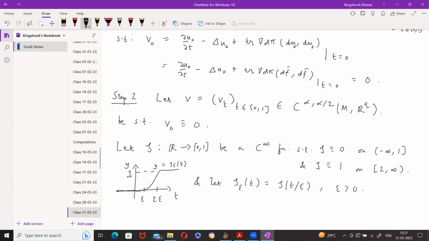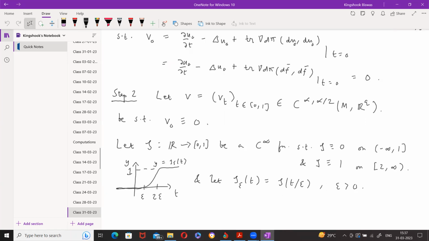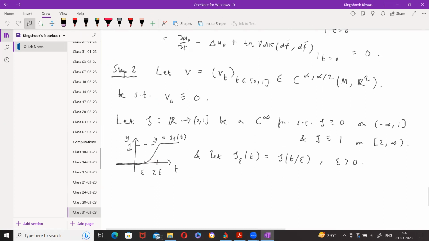So what I'm going to do is multiply. I let v tilde of x comma t now be zeta epsilon of t times v of x, t.